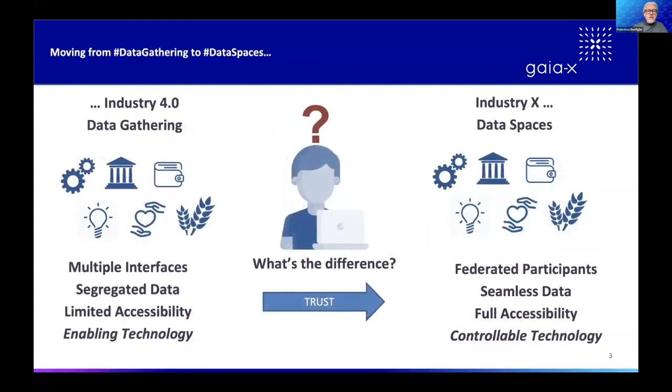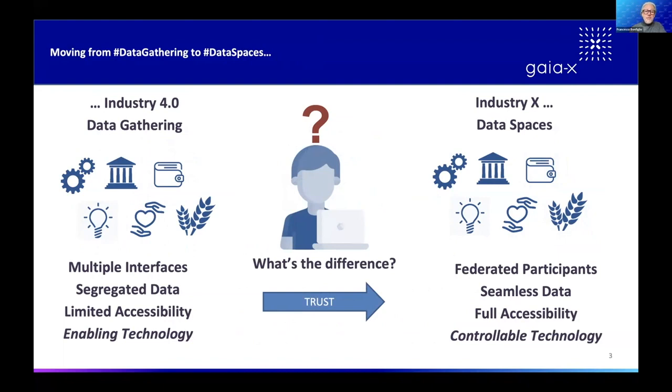So let's have a look at what we are talking about today. We keep talking about data spaces. Everybody understands we need data spaces to make data economy real. But what are data spaces about? So what we miss is not technology, but we miss some technology characteristics.